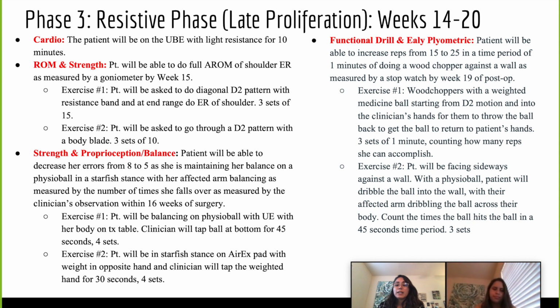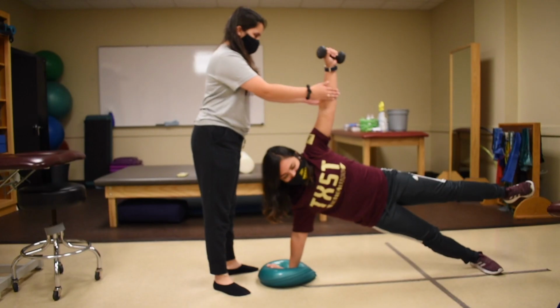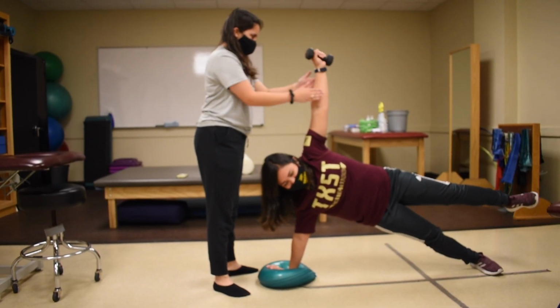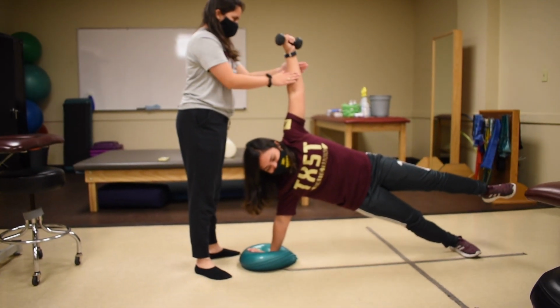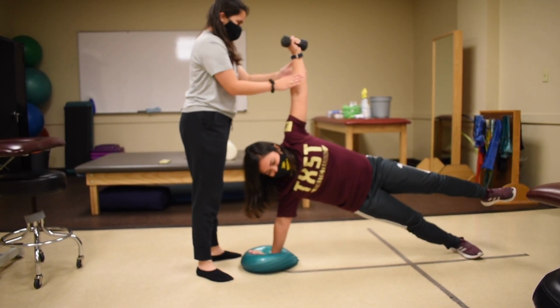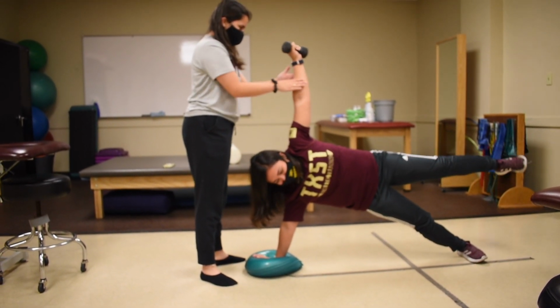The first exercise we'll have the patient do is balancing on a physio ball with the upper extremity on the ball and her body on the treatment table. The clinician will tap the ball at the bottom for 45 seconds for 4 sets. For our second exercise, the patient will be in a starfish stance on an RX pad with weight in the opposite hand, and the clinician will tap the weighted hand for 30 seconds for 4 sets.